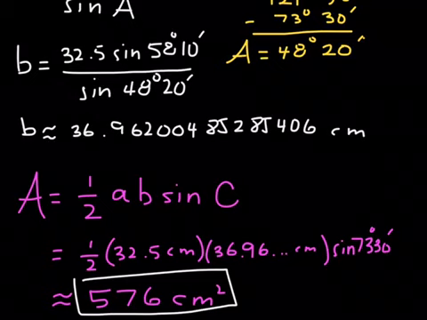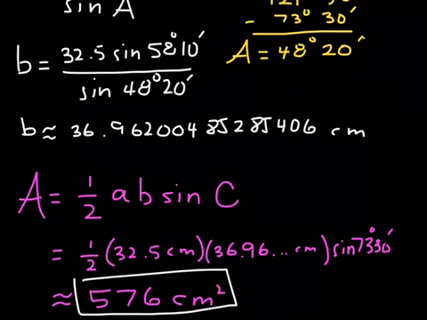All right, guys, this is the completion of Chapter 7, Section 1 on oblique triangles and the law of sines. I'll catch you in the next video, which is entitled 7.2, the ambiguous case of the law of sines.